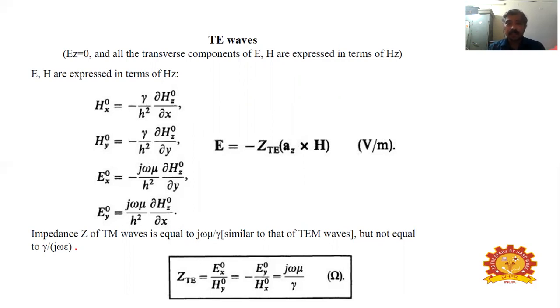So the impedance Z of TM waves is equal to gamma by j omega epsilon, but not equal to j omega mu by gamma. But here, when it comes to the impedance of the transverse electric wave, Z of TE is equal to Ex divided by Hy, which is equal to Ey by Hx, where a negative sign precedes. That is equal to j omega mu divided by gamma.